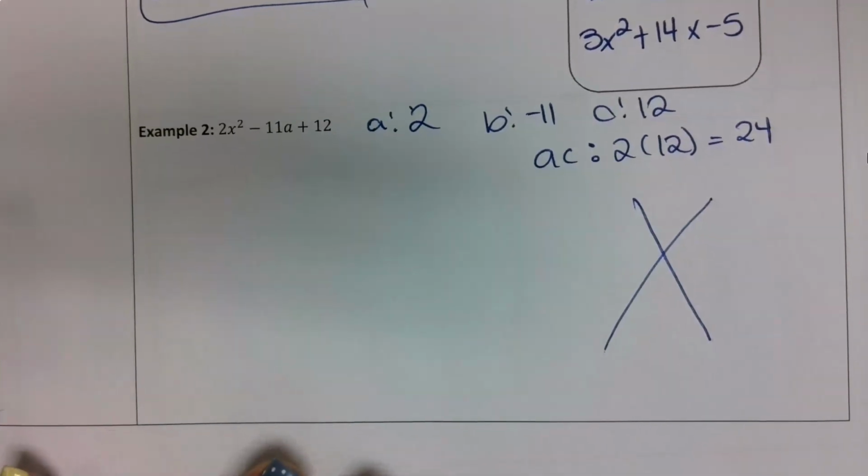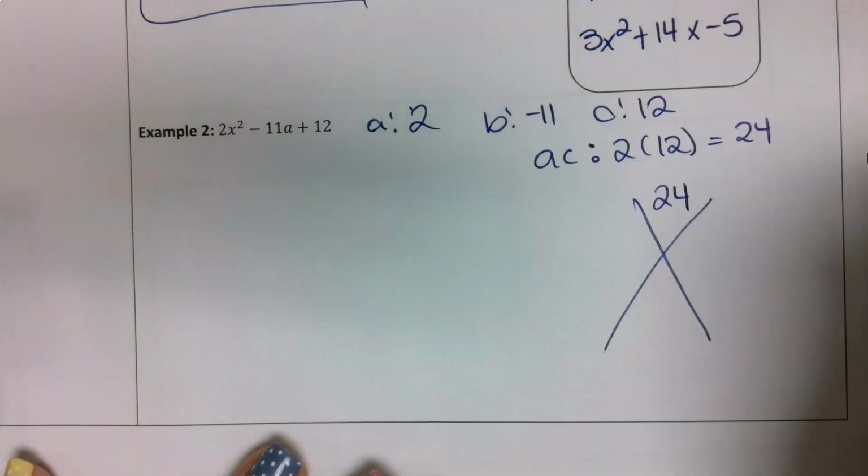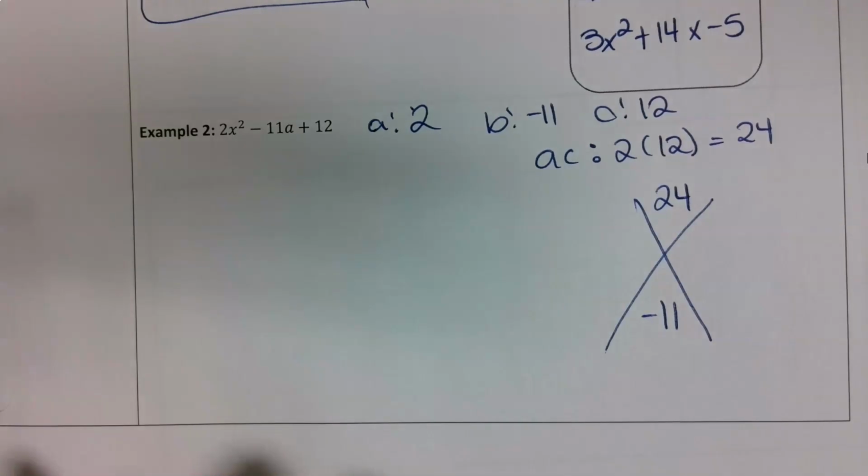So then filling in my x, what number goes up top? And on the bottom? Okay, what are two numbers that multiply to positive 24 and add up to negative 11?